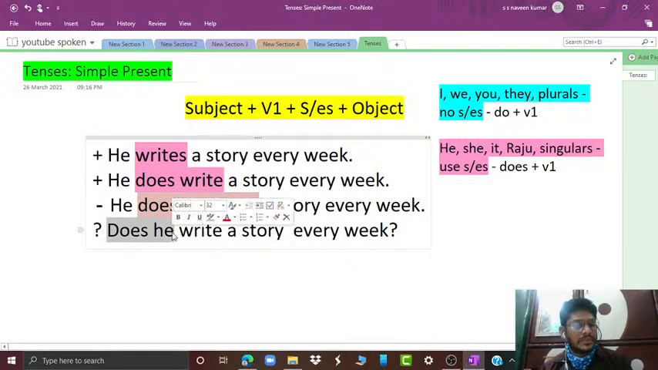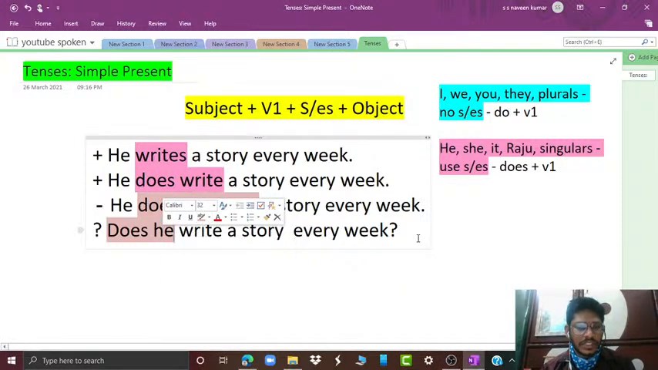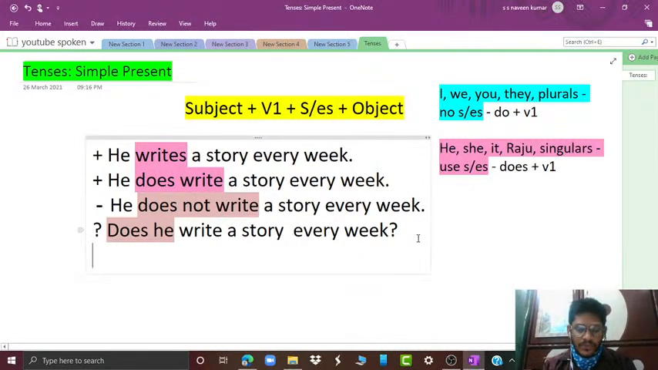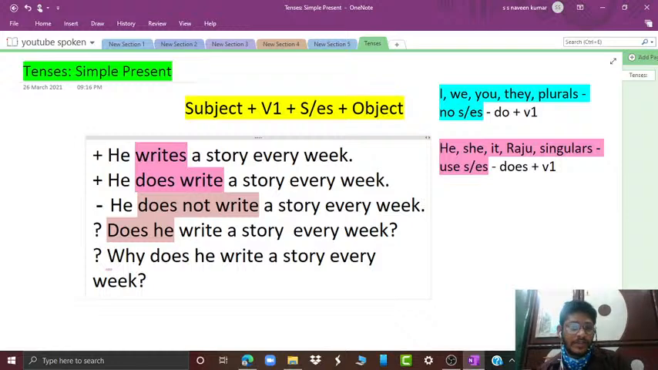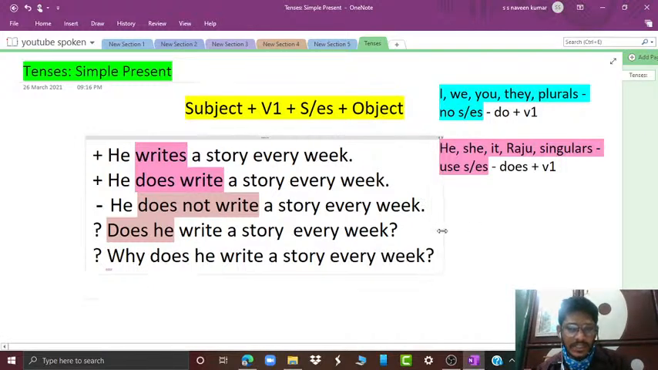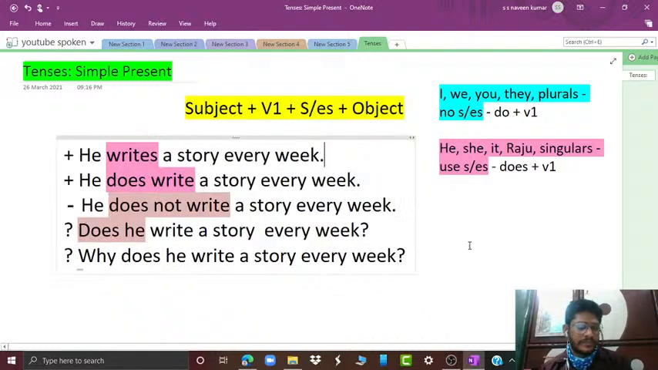If we want to write some more questions, we can add WH questions. Why does he write a story every week? Where does he write a story every week? When does he write a story? Then you should not add every week. When does he write a story?